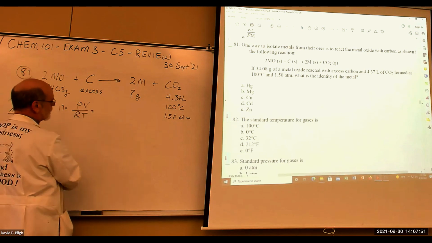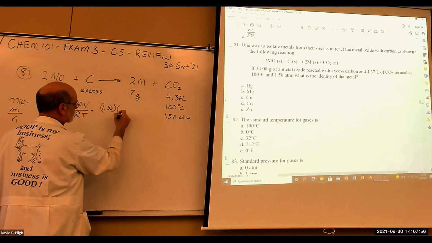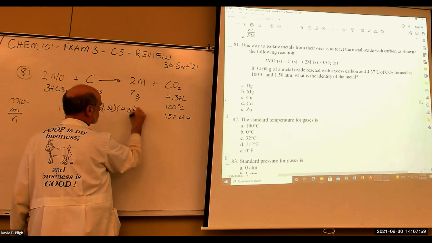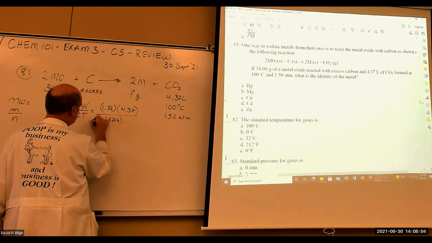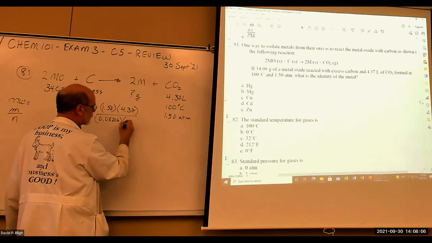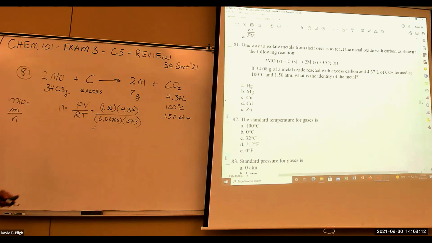So the pressure is 1.5 atmospheres. The volume is 4.37 liters. R is 0.08206, and temperature is 100 plus 273, which is 373 K. That'll give us the number of moles of carbon dioxide. 1.5 times 4.37, divided by 0.08206, divided by 373.